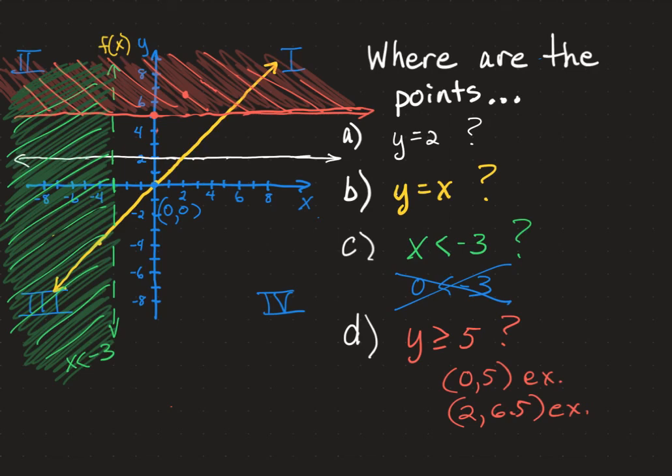Notice that all of the points above the line y equals 5 and at the same time to the left of x equals negative 3 are included in this area, which stretches infinitely in the positive y direction and infinitely in the negative x direction. All of those points satisfy both of those conditions. Their x-coordinate is less than negative 3, and their y-coordinate is greater than or equal to 5.